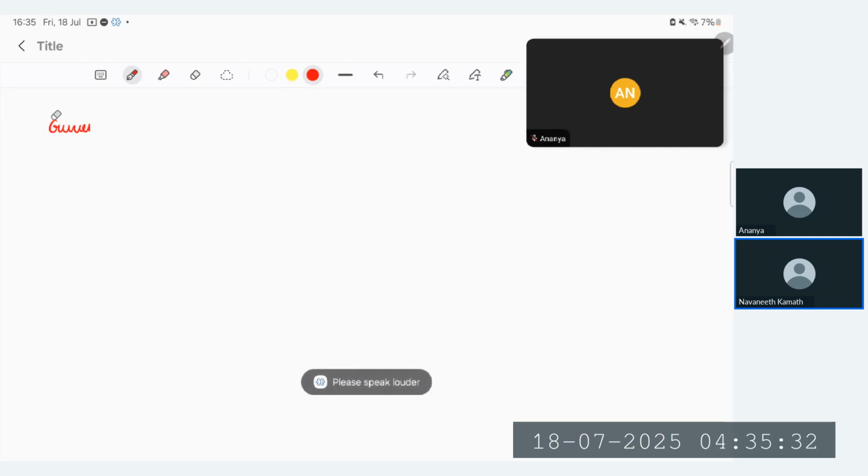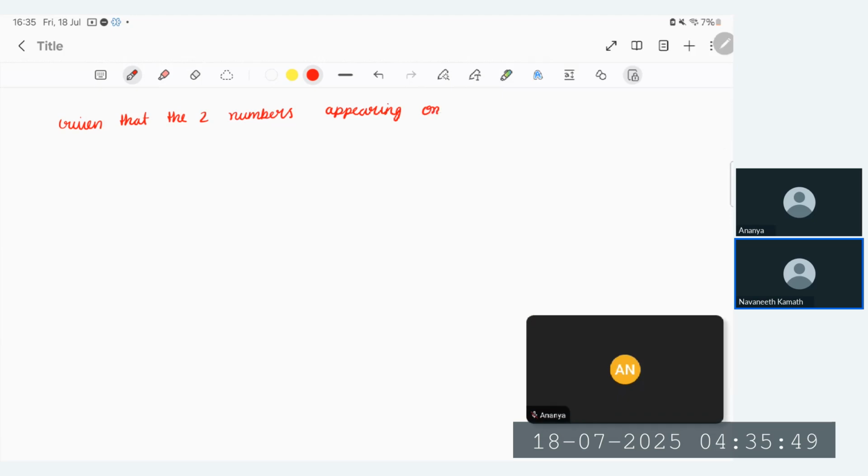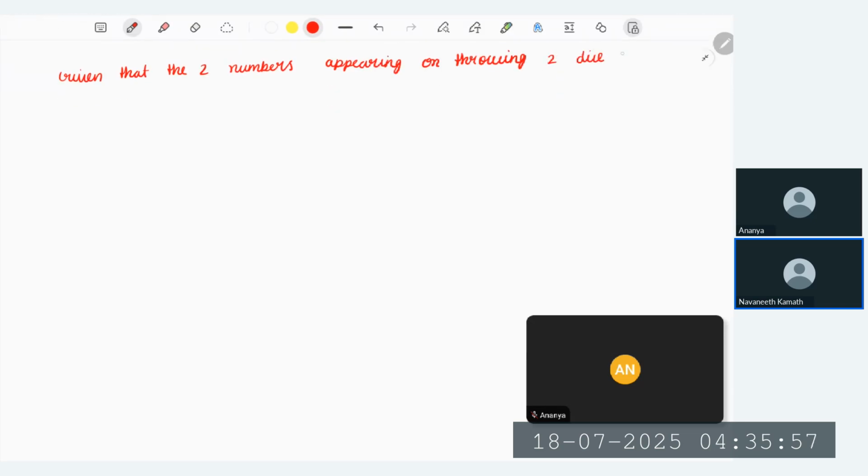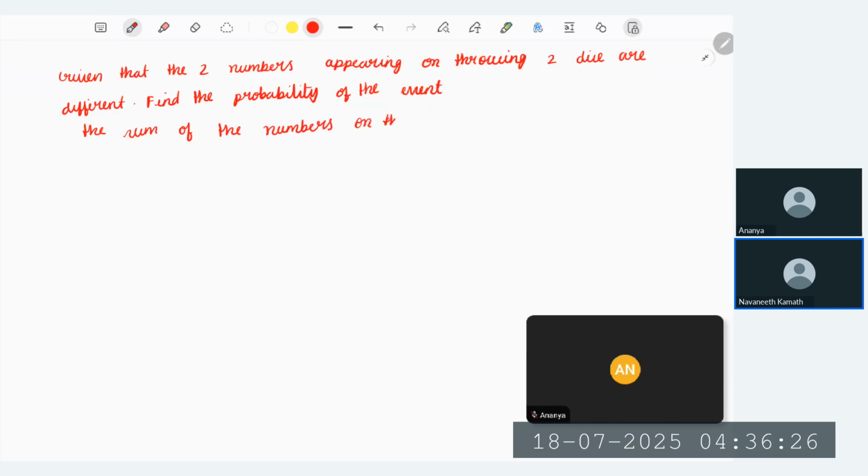Given that the two numbers appearing on throwing two dice are different, find the probability of the event that the sum of the numbers on the dice is 4. Yeah, this is conditional probability. Try to do this.